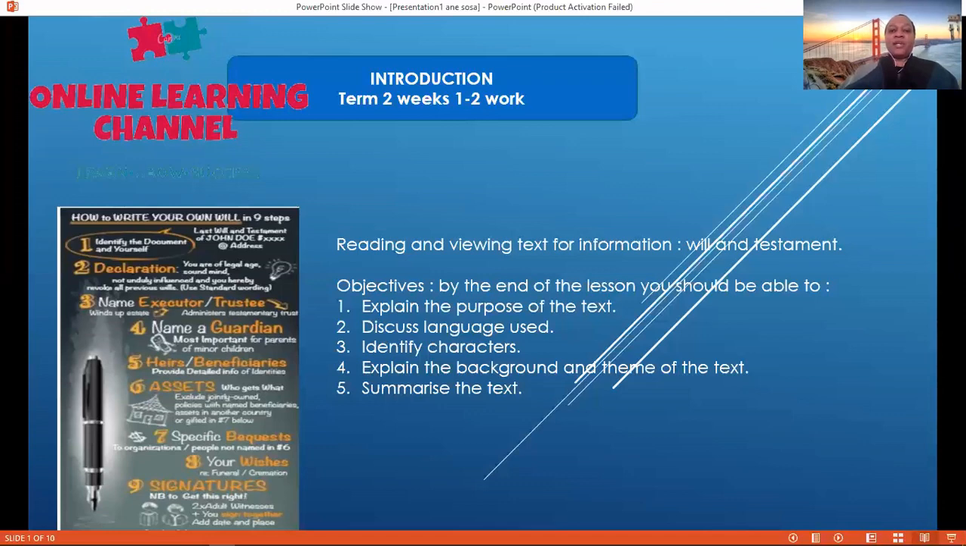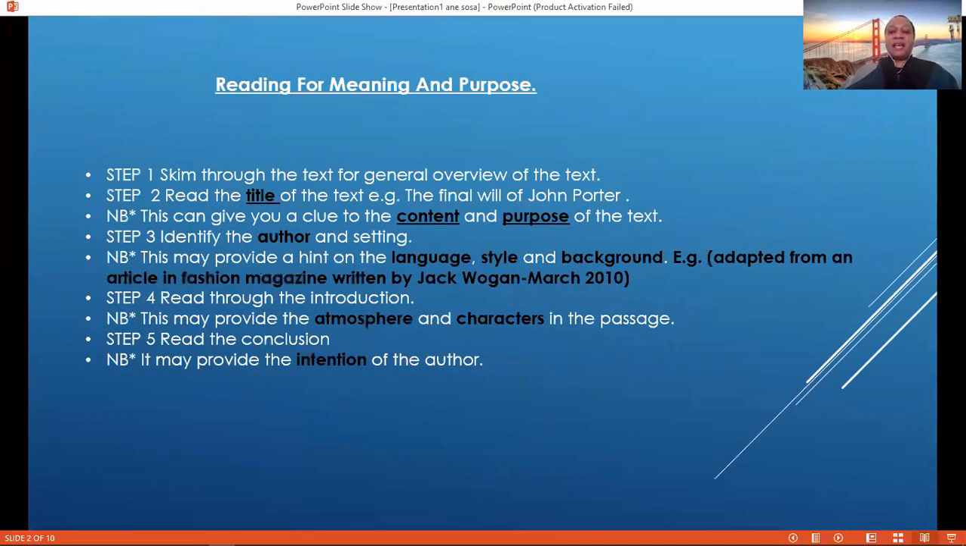Okay, let's look at our first subheading, reading for meaning and purpose. How do we read for meaning and purpose? Step number 1, skim through the text for a general overview of the text. So when you skim through the text, you read quickly through so that you have a general understanding of what the text is all about.